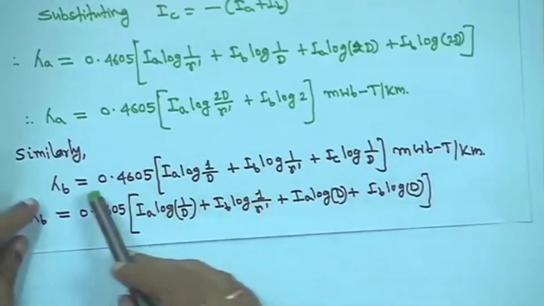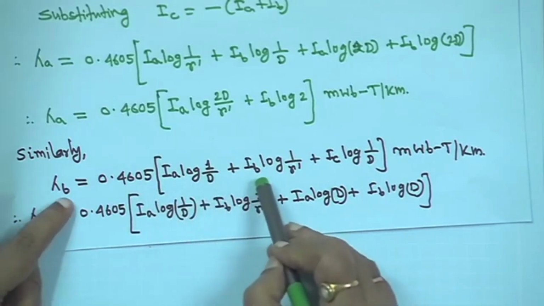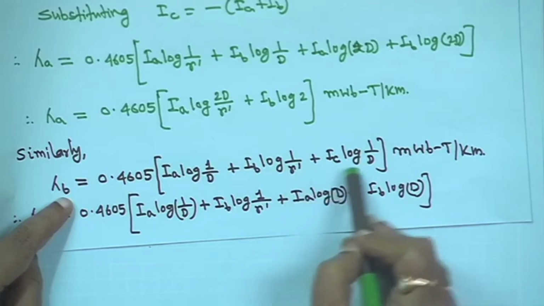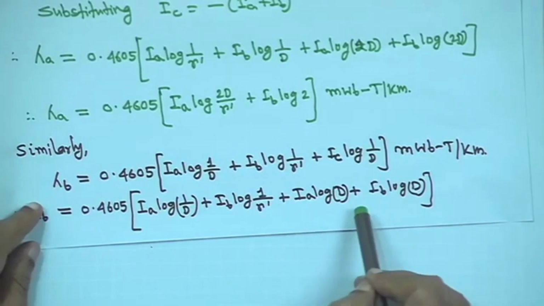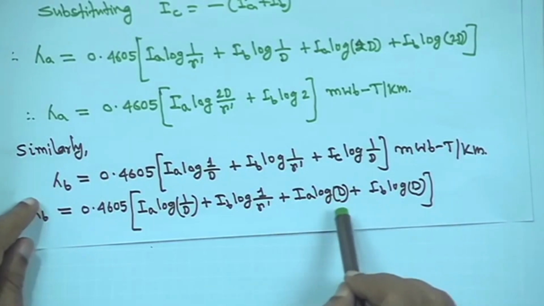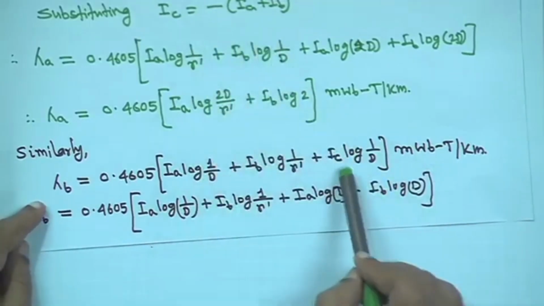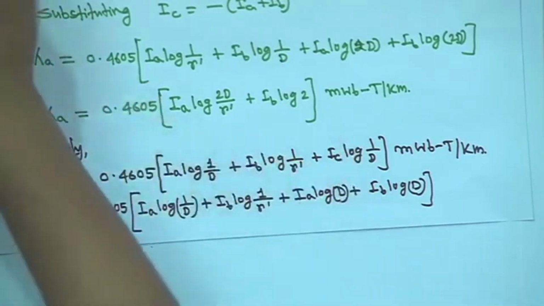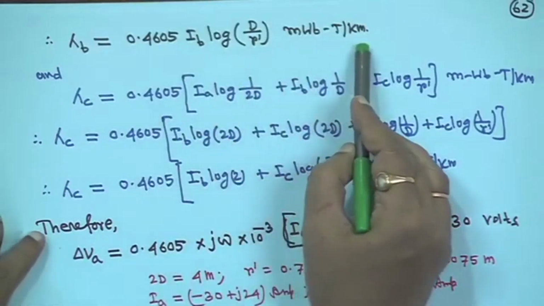Similarly, you compute lambda B also: 0.4605 [IA log 1 upon d, for the case of B, plus IB log 1 upon r dash plus IC log 1 upon d] milliweber turns per kilometer, right. Here also follow the same philosophy. Here also you eliminate IC. In this case also you put IC is equal to minus (IA plus IB). If you do so, after simplification, you will get lambda B is equal to 0.4605 IB log d upon r dash milliweber turns per kilometer.